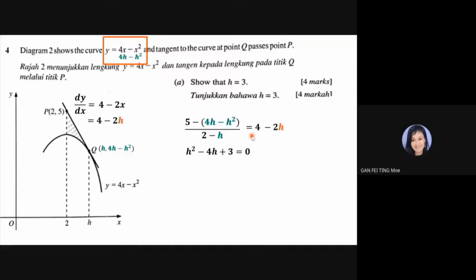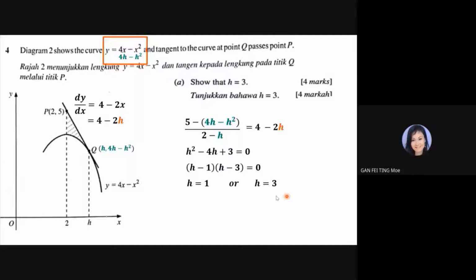3 or 1. Okay, 3 or 1. So which one is your answer? This one is what I say, a reasonable answer. So which h do you want to pick? Because the question showed that h equals to 3. So you have to write your answer. You will be having 2 answers. But please make sure you write your conclusion. Do not leave your answer as this.